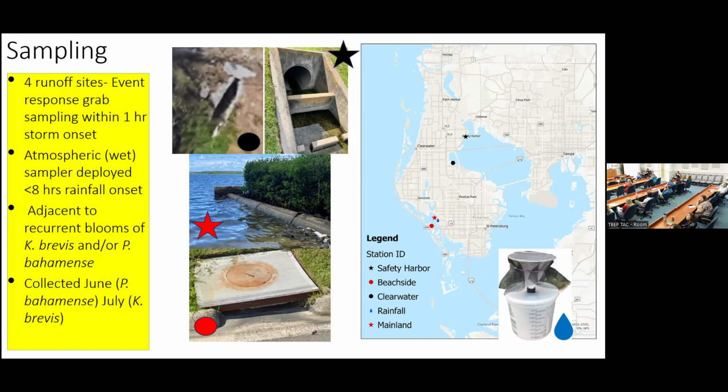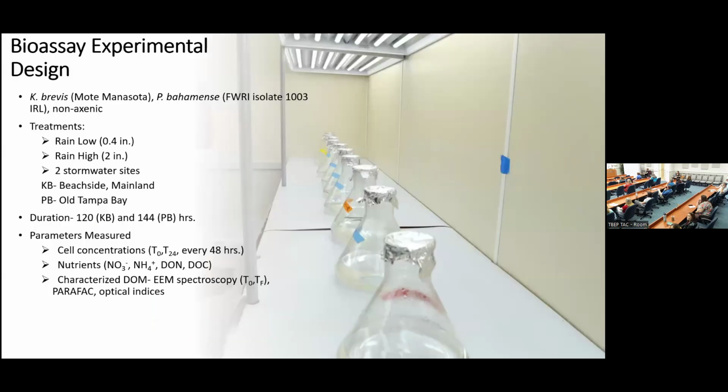Atmospheric deposition was collected in an open lot devoid of tree cover in Pinellas County. And this was done in June for Pyrodinium bahamense and July for Karenia brevis. The experimental design was identical for both, but they were done at different times. We used the Mote, Minnesota clone for Karenia brevis. And for Pyrodinium bahamense, we had isolates from FWRI, the Indian River Lagoon strain, and both of these are non-axenic cultures.